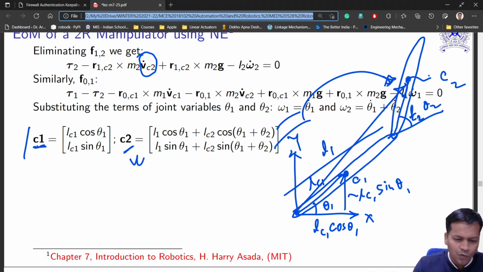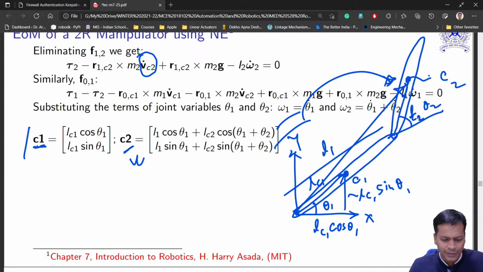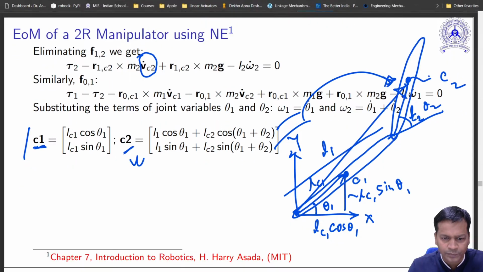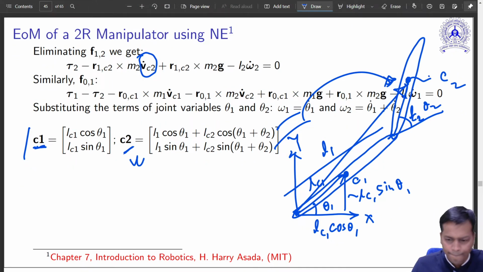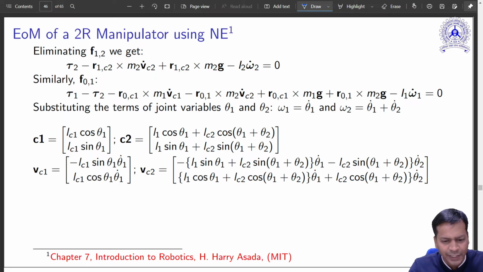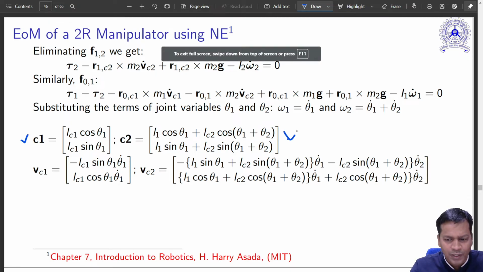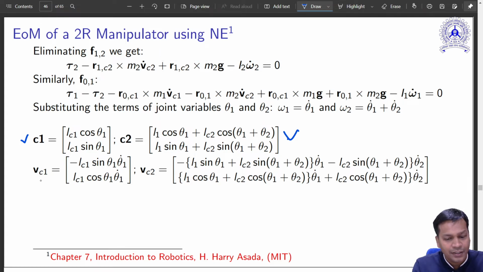Okay, now what I am going to do next is take the derivative of these two. If you take the derivative of these two, what do you get? You get velocities. If that is the position, the derivative of position is velocity. Okay, so this will also involve, if you take the derivative of just this one, what do you get?